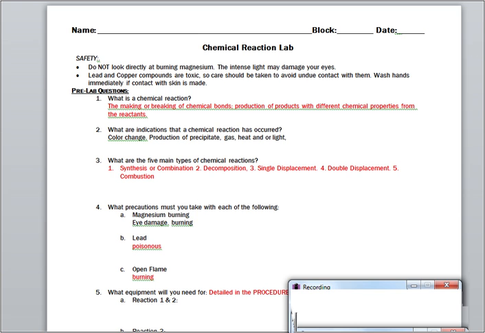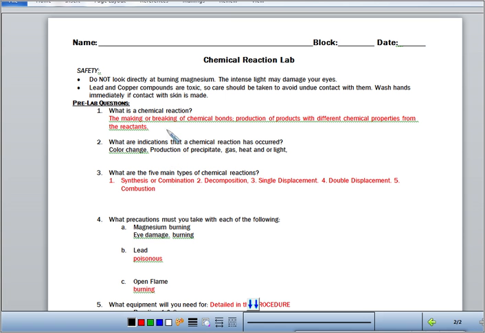I believe someone should be able to come up with a page number for that for me, where that is in the textbook. But it's the making and breaking of chemical bonds, which really doesn't tell you much if you don't understand what a chemical bond is. A chemical bond is either ionic or covalent, which means it's either transferring electrons or sharing electrons, right? So you can talk about a chemical bond or a chemical reaction as being the rearrangement of electrons. Somebody look that up and find it on the page for me in the textbook, if you would, please.